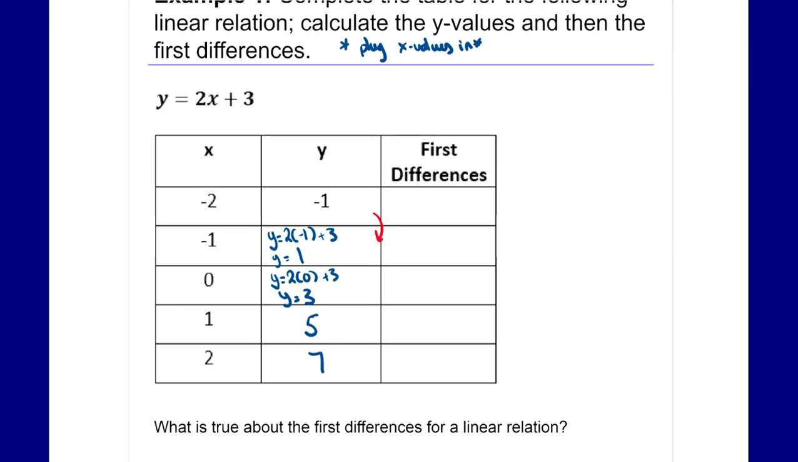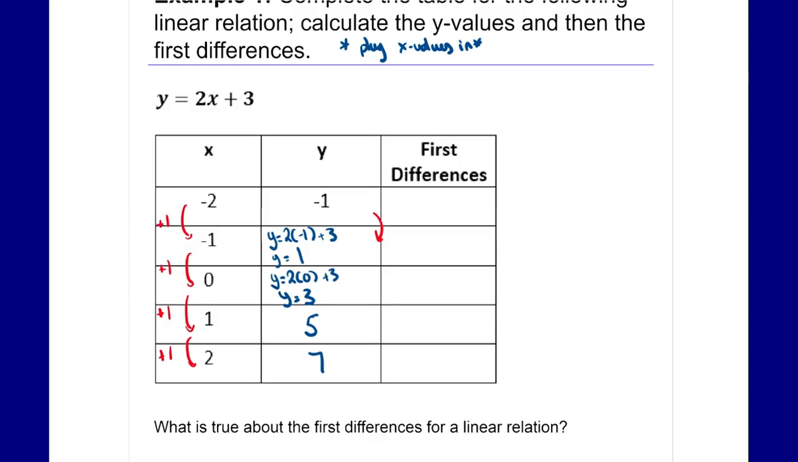And the first differences are basically just what the y values are changing by when x is evenly spaced. So looking at x being evenly spaced, we go -2, -1, 0, 1, 2. They're all increasing by 1, which is good. That's what we want to see. We want to see that consistent increase by the same amount.